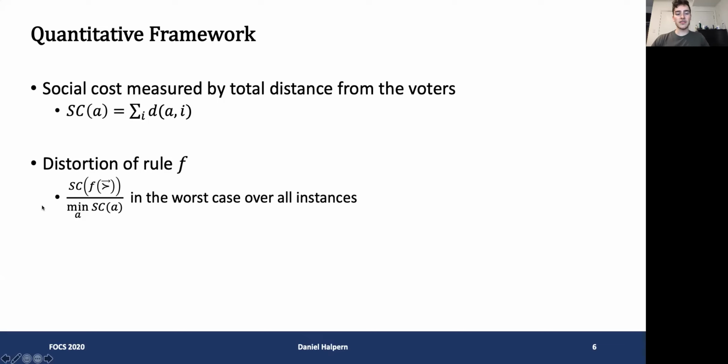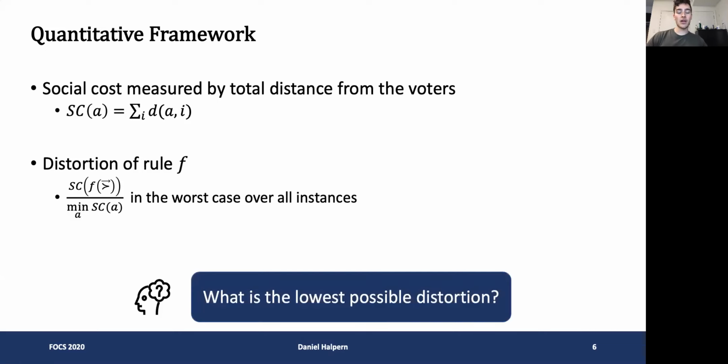In the numerator here, we have the social cost of the candidate actually chosen by the rule F. And in the denominator, we have the social cost of the best possible candidate. Then we look at this in the worst case over all instances. In this literature, this is often called the distortion of rule F. And note that this approximation ratio is not due to any computation or complexity issues, but rather it's due to the lack of information. So F only has the rankings of the candidates by the voters rather than the full metric. So the natural question then is, what is the lowest possible distortion?